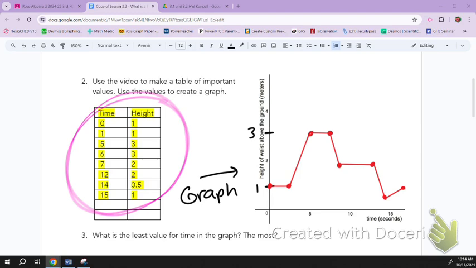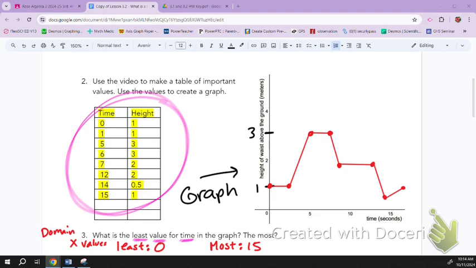We're on this page today. The least value for time. Yeah, for time. 0? What's the most? 15 seconds. What we're describing right now is the x values. Will you write next to number 3? We're describing the domain of the function.